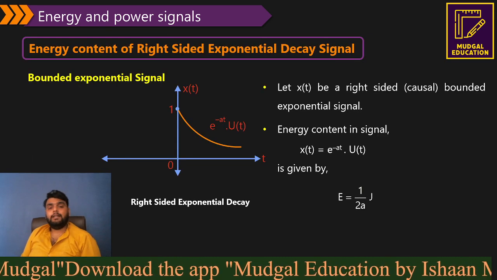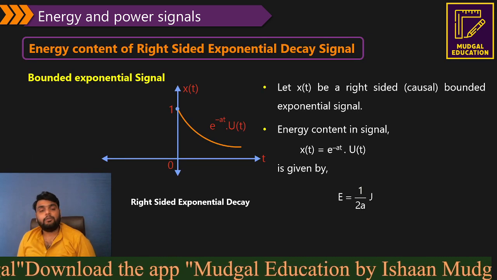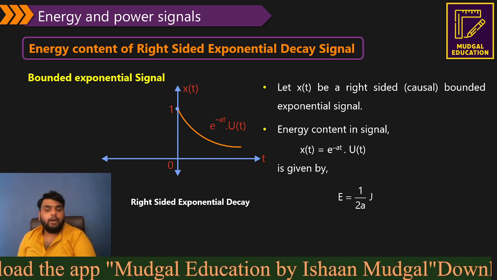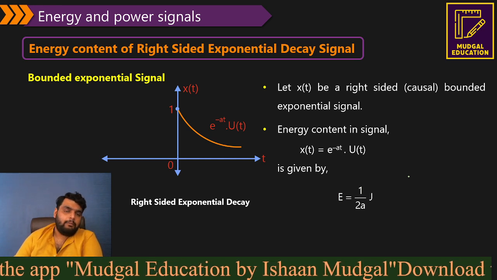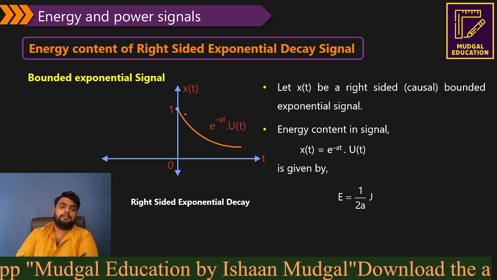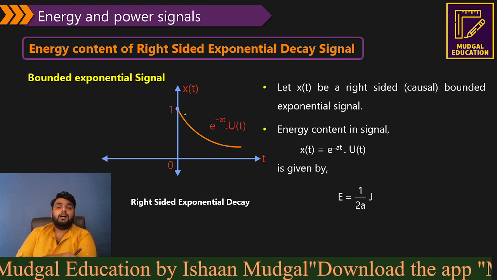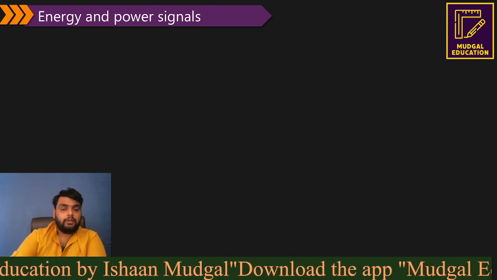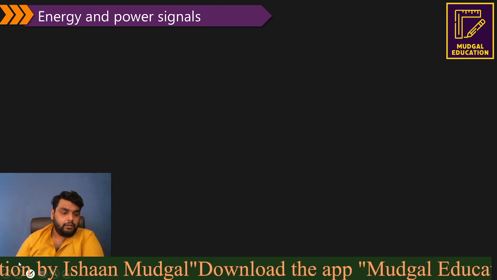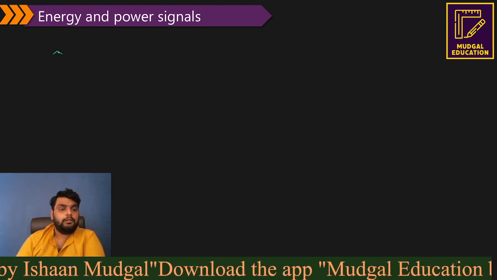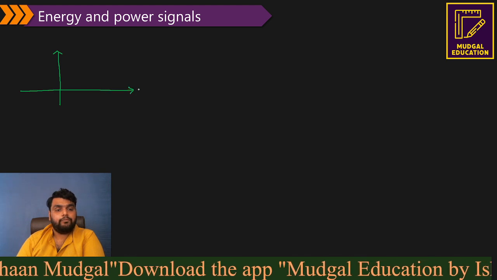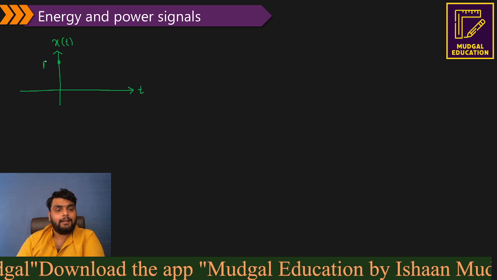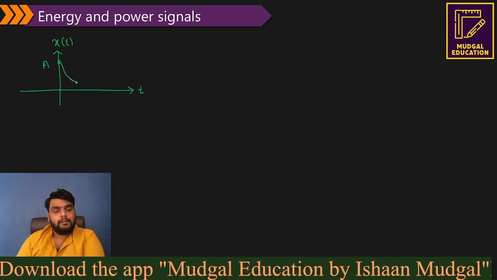But before that, there are also a few other signals that we need to understand. First of all, you can see the bounded exponential signal. Although I have mentioned the formula here, there is no need to remember this. As you can see, this is a particular signal in which the exponential is a continuously decaying signal. So can we derive the formula of energy here also? Let me draw it. We have a signal x(t), and suppose initially the magnitude is A, and then it is decreasing like this.